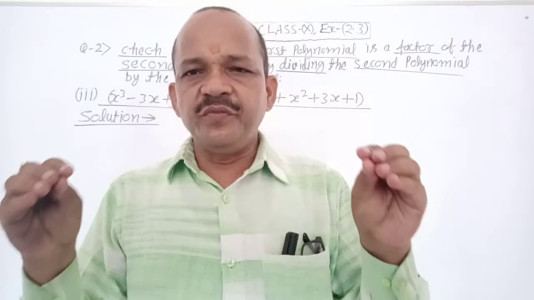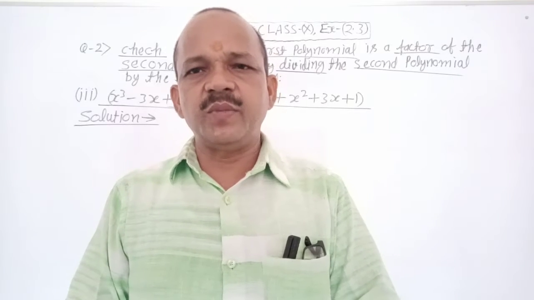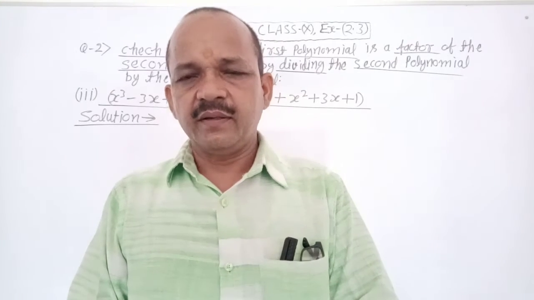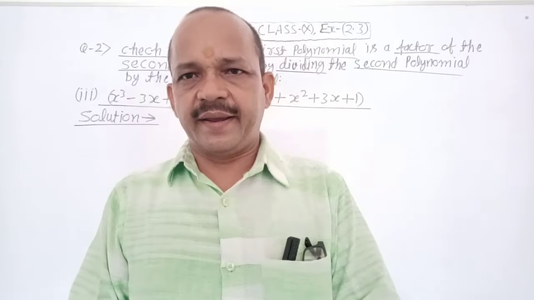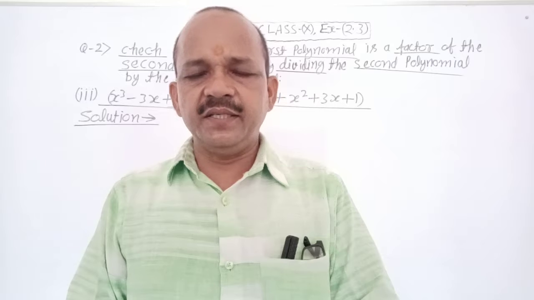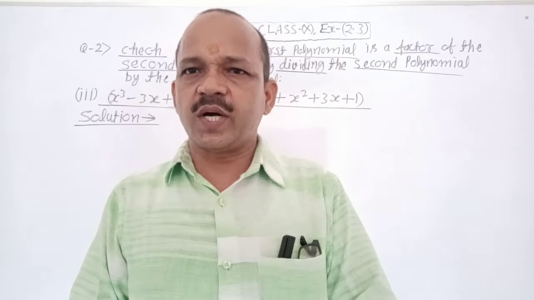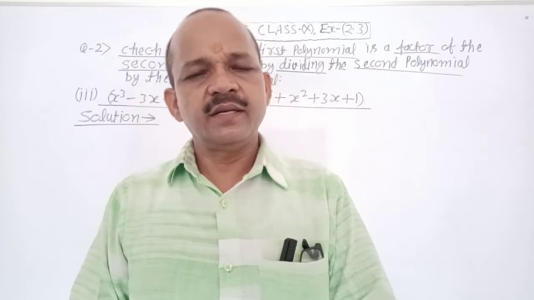We know dividend equals divisor multiplied by quotient plus remainder. It means p(x) equals g(x) multiplied by q(x) plus r(x). Here p(x) is the dividend, g(x) is the divisor, q(x) is the quotient and r(x) is the remainder.